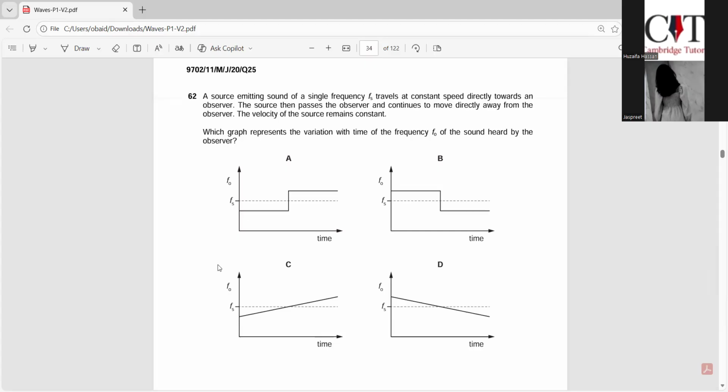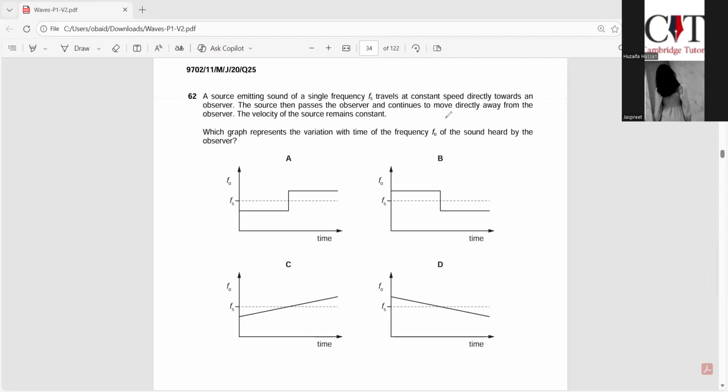So what is happening first of all? The source travels at a constant speed towards an observer. If it is coming towards an observer, the frequency should increase or decrease? It should increase. Then by passage of time, the source passes the observer and continues to move directly away from the observer. So the source is first coming towards the observer and then moving away, right?